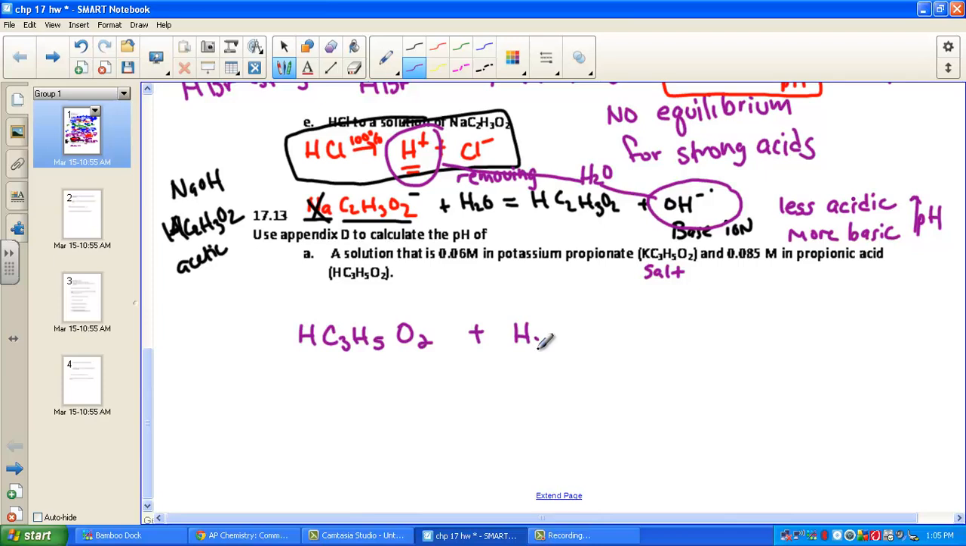HC3H5O2 is a weak acid. It will form its conjugates, which would be the propionic acid's conjugate base of C3H5O2 negative, and the hydronium for the conjugate acid of water. Weak acid, its conjugate base, a base, and its conjugate acid. We're ultimately trying to find the hydronium ion as our target so we can get out the pH of our solution.